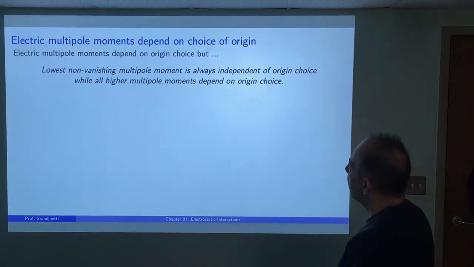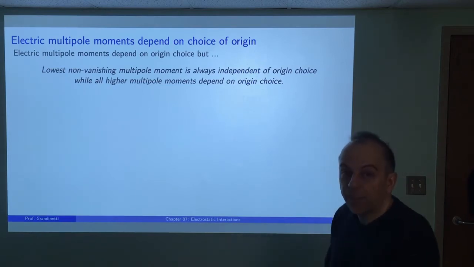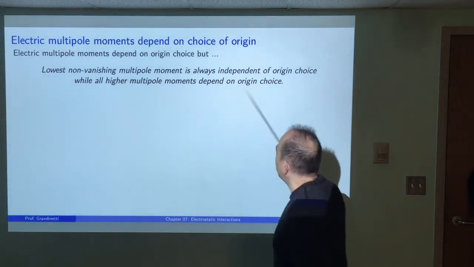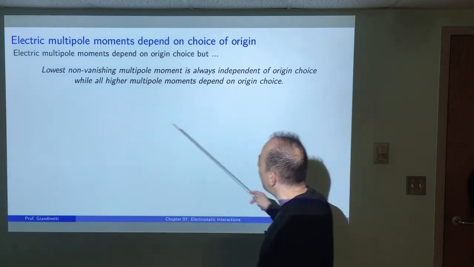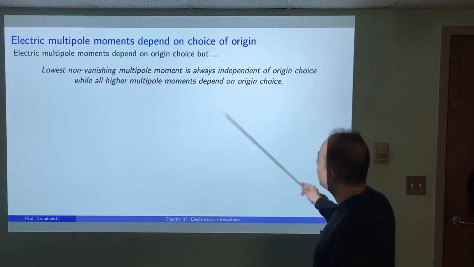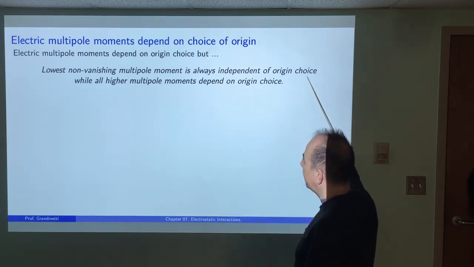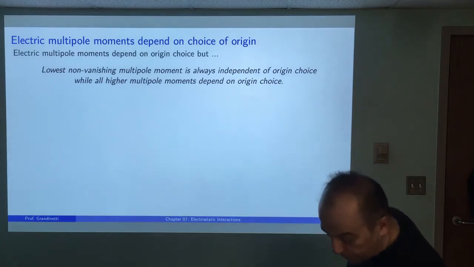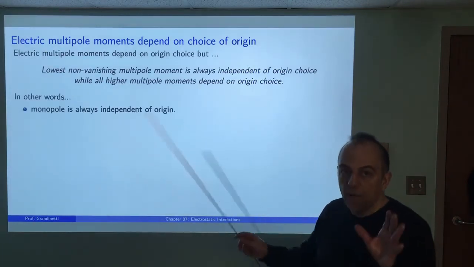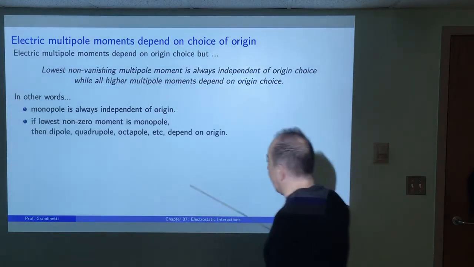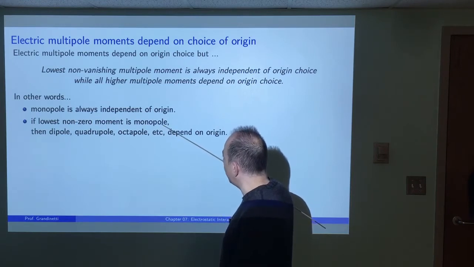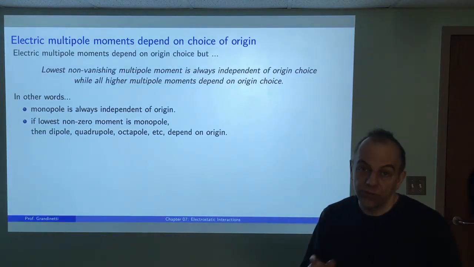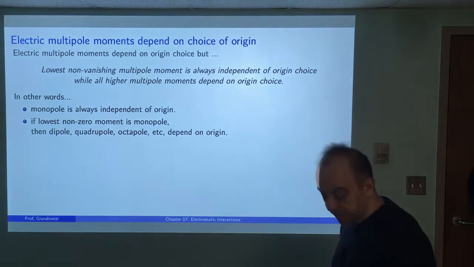Now, another interesting aspect of multipole moments is that they can depend upon the origin that you choose, similar to what we saw with the moment of inertia tensors. If we look at the different moments, we'll find that the lowest non-vanishing multipole moment is always independent of the origin choice, and all of the higher multipole moments will depend on the origin choice. This is a useful little point to remember. In other words, a monopole is always independent of origin. And if your lowest non-zero moment is the monopole, then the dipole, quadrupole, octupole, etc. will all depend upon the origin that you choose in doing the calculation that we saw a few slides earlier.